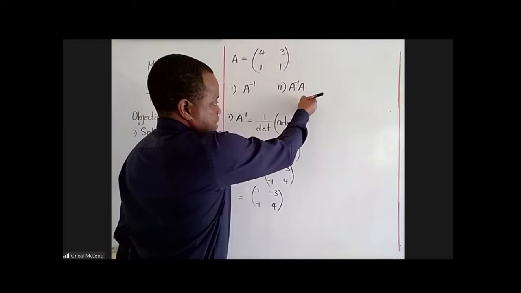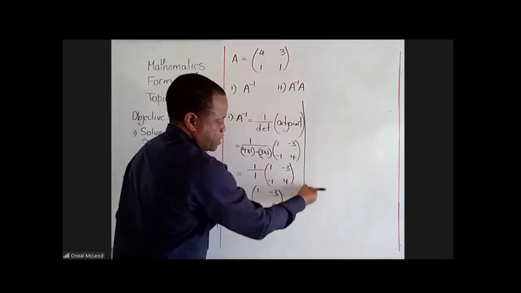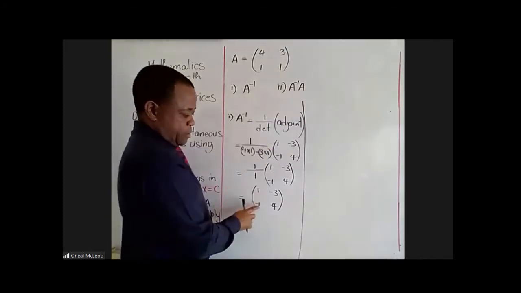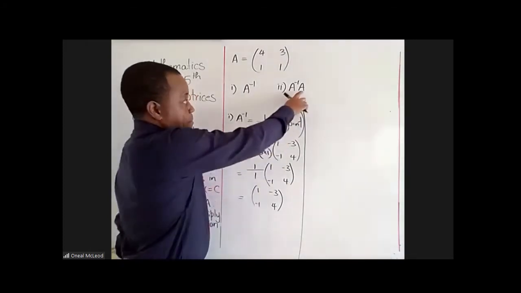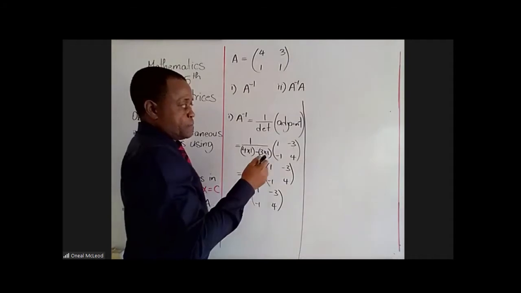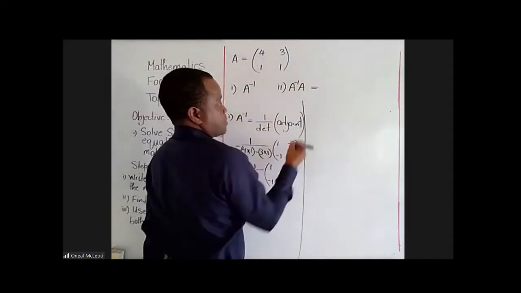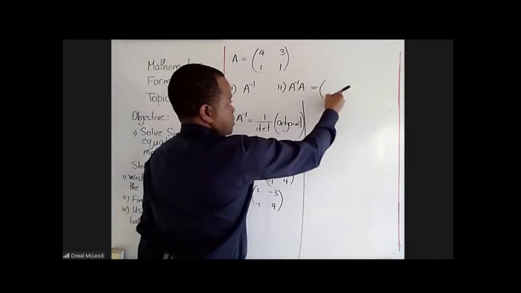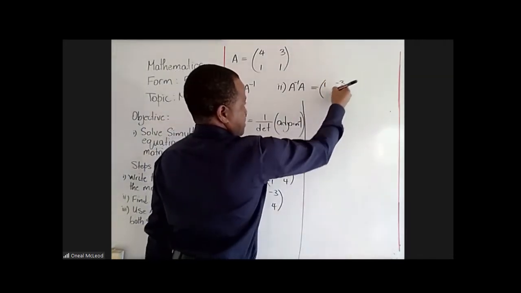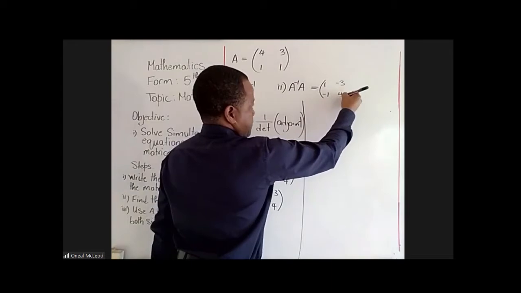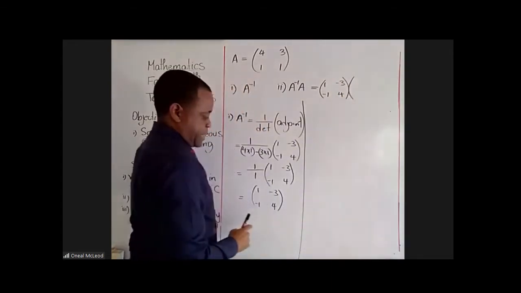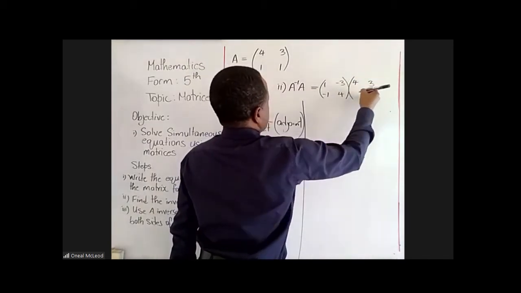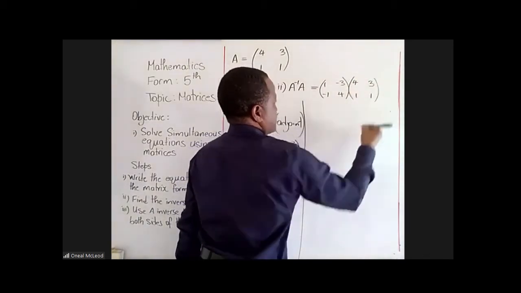Now, for our next working out, we're going to multiply A inverse, which is what we have right here, by A itself. Good? So let's start out by setting it up here. A inverse is right down here. So this is going to give you 1, -3, -1, and 4. And we're going to now multiply by A, which is 4, 3, 1, and 1.